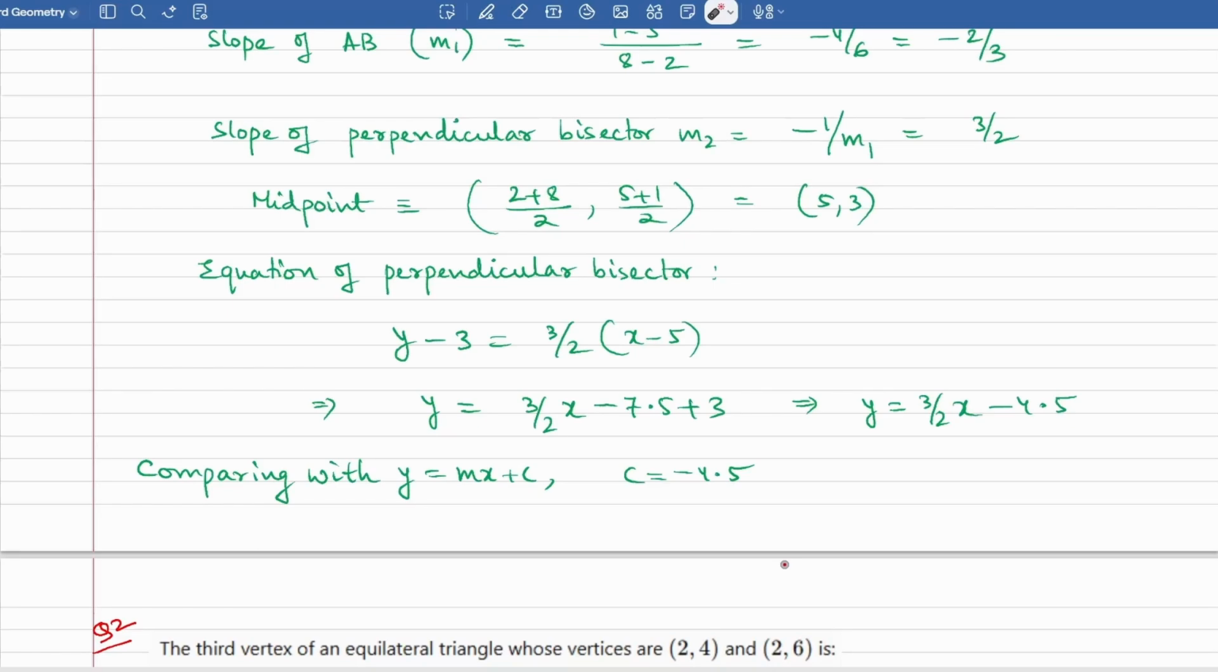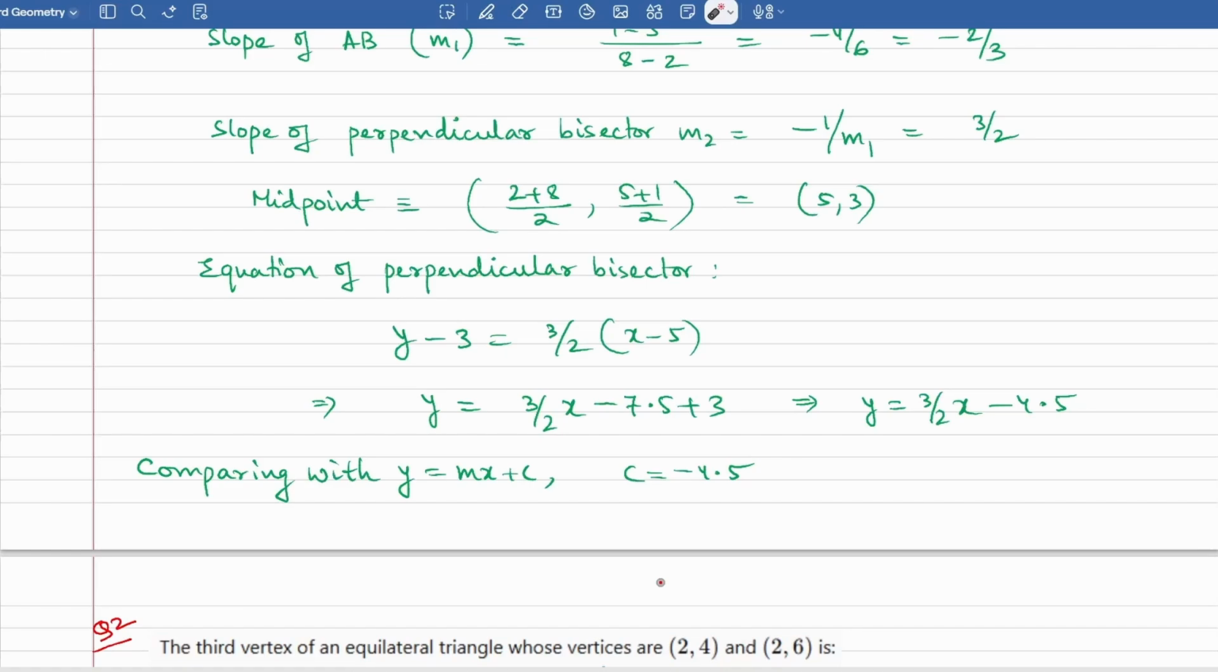For an equilateral triangle, all three vertices cannot have all rational coordinates. If there are rational coordinates in the options, they won't be the answer. Look into the two vertices that are given, (2, 4) and (2, 6). The distance between them is 2 units, so the side of the equilateral triangle is 2 units long.